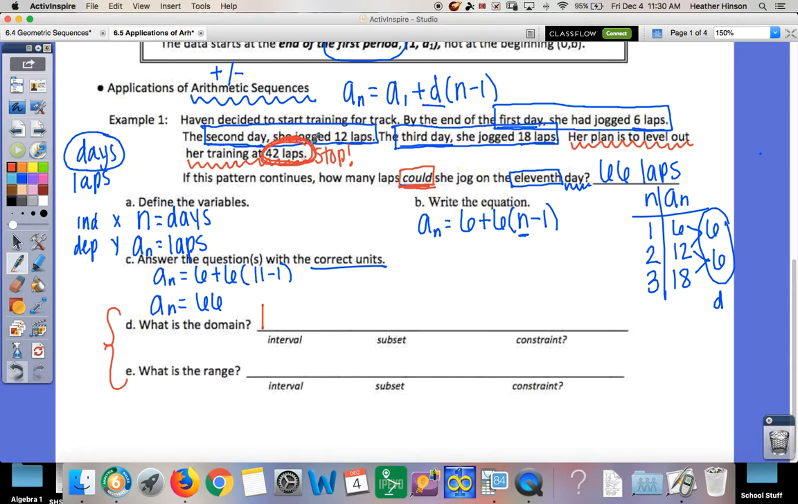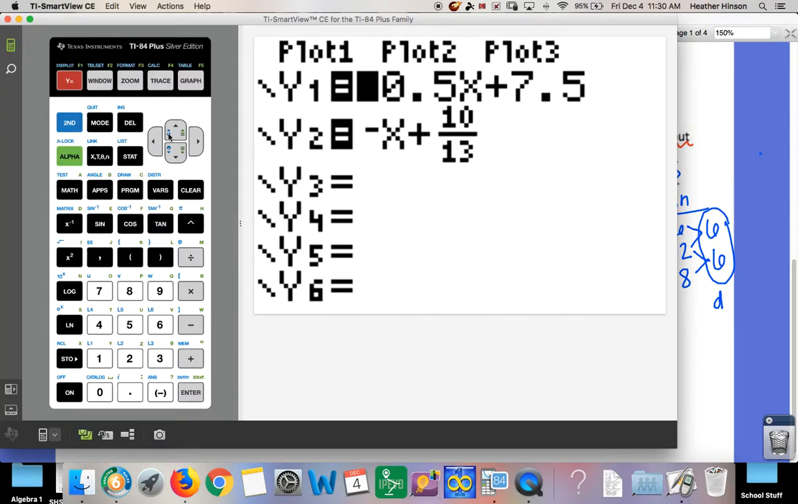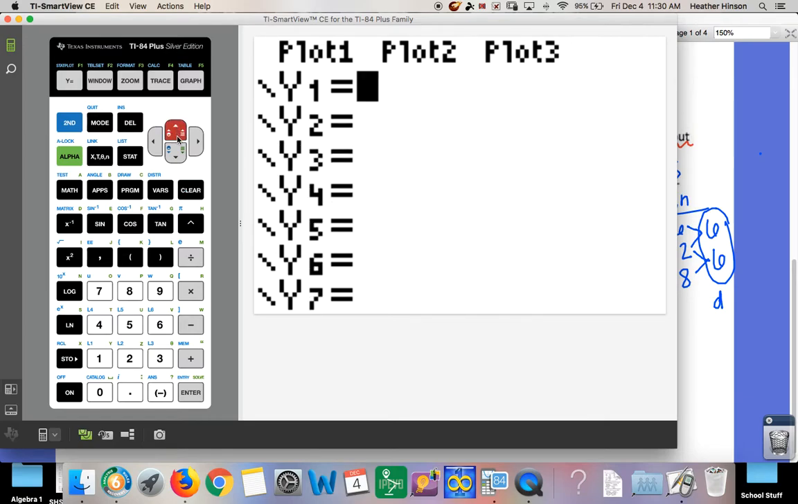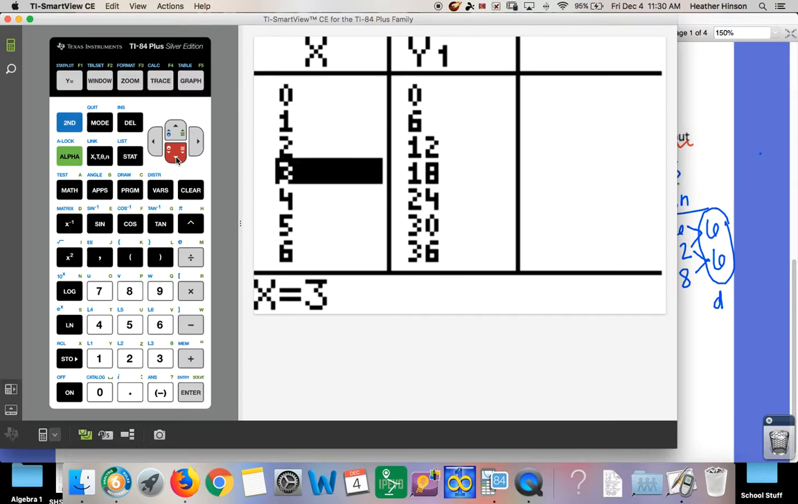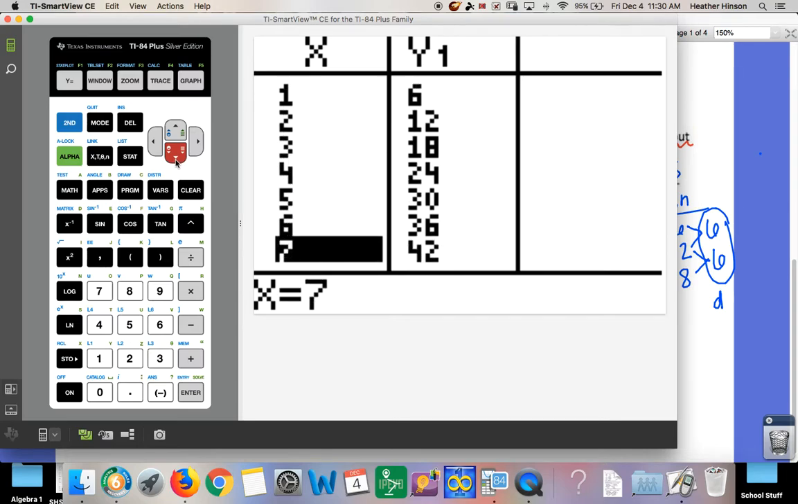The easiest way to find 42 laps, you could plug it into your equation, into a sub n and solve, or we can just go to our table. So if we go to y equals, clear this out, and we plug in our equation, 6 plus 6, parentheses, in this case, x minus 1. Hit second graph, and you can see your table. Figure out what day she hits 42 laps. So we can scroll down. And on day 7, she hits 42 laps.